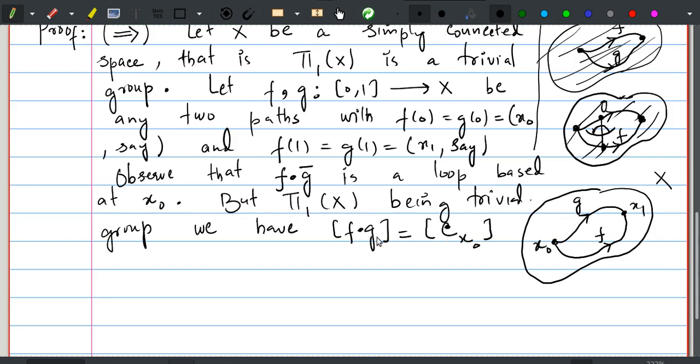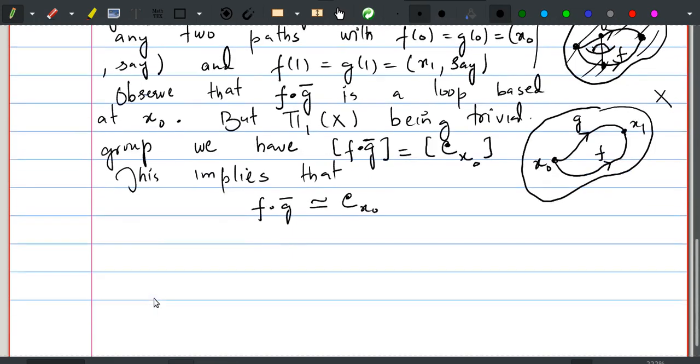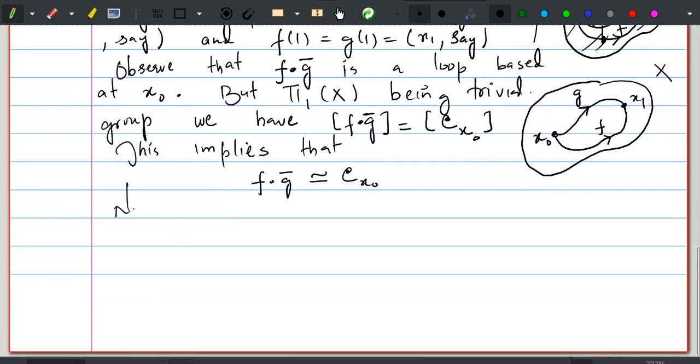Now these two classes being equal forces this product f dot g inverse to be homotopic to the constant loop c x0. This implies that the product f dot g inverse is homotopic to the constant loop c x0. Now let us consider this product here. We take f dot g inverse product with g, so this is homotopic to, now this product here is homotopic to c x0, so this is c x0 dot g.